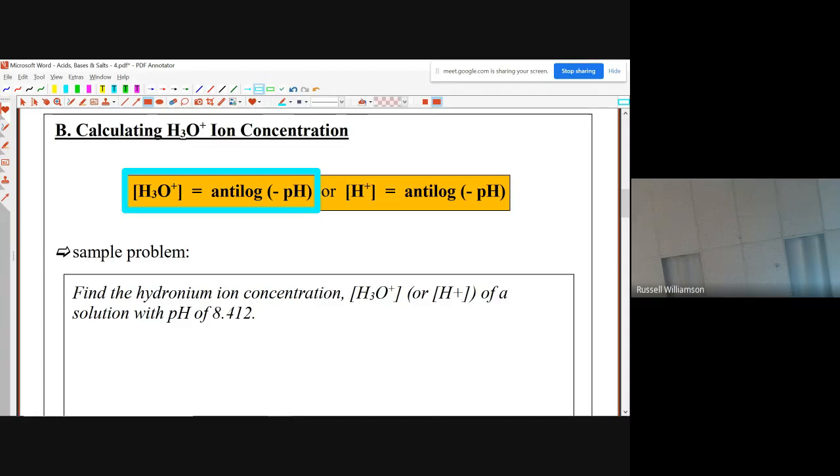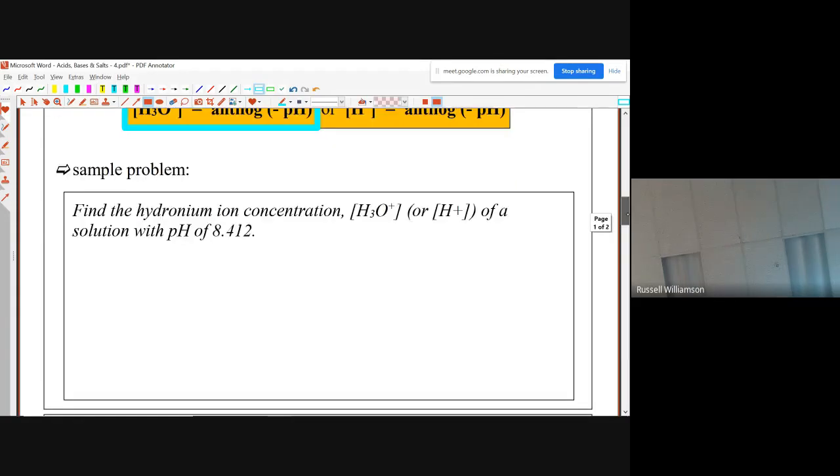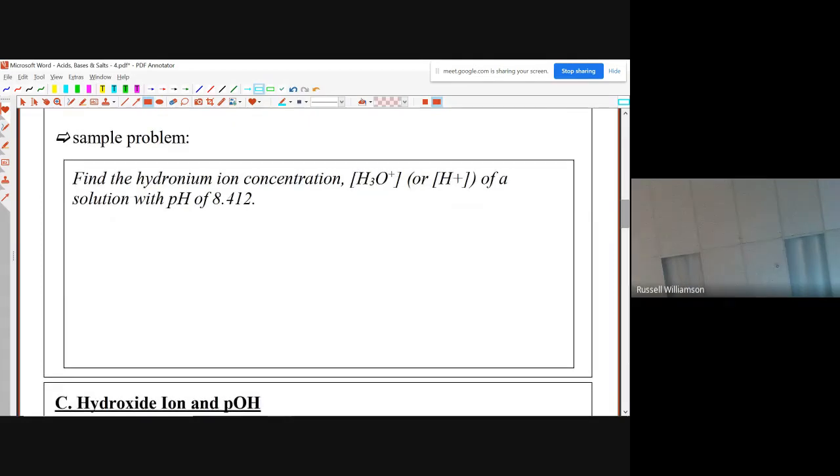Okay, so let's just jump into the sample problem. Find the hydronium ion concentration of a solution with a pH of 8.412. Hydronium concentration is going to be equal to the antilog of the negative pH, which is the antilog of negative 8.412.